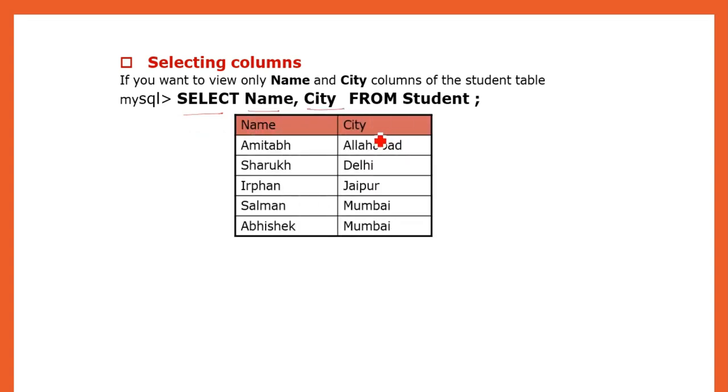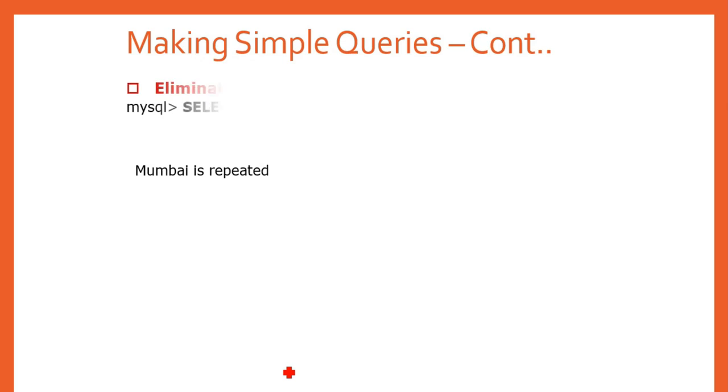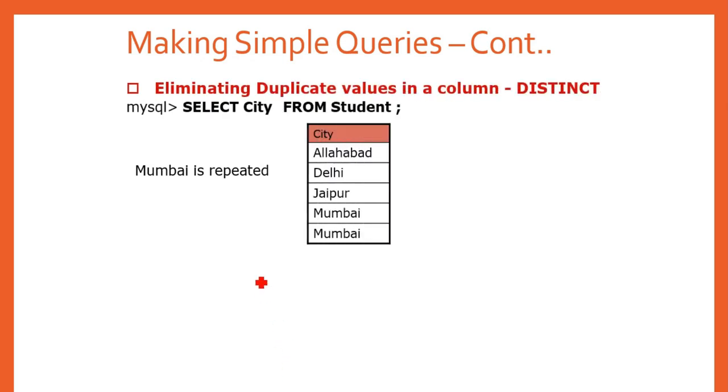For example, if I don't want all the columns, then we'll write select name, city from student. Only the name and the city will be displayed. You can see here, if I write select city from student, Mumbai is repeated two times. I don't want the repeated values.